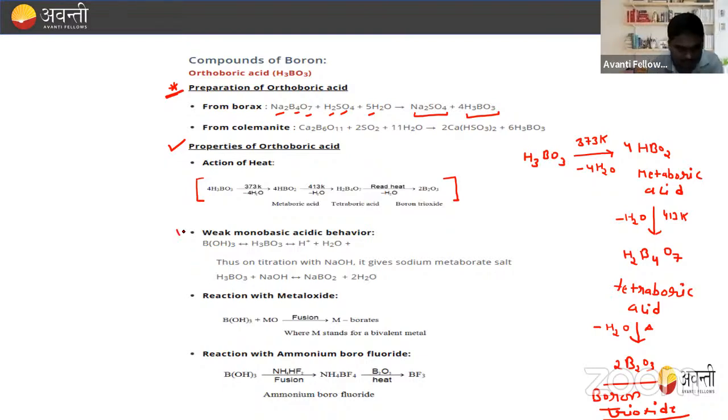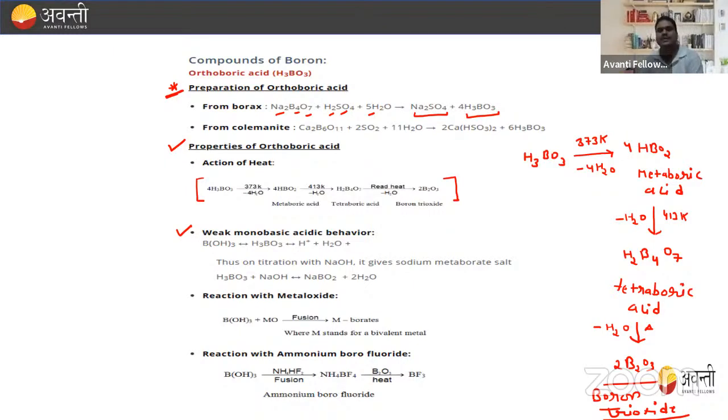Now, the next thing is the weak monobasic acid behavior, right? So what do you mean by this? We are talking about orthoboric acid, right? So basically H3BO3 will give H plus. Thus on titration with NaOH, it gives sodium metaborate salt. So it behaves like a weak monobasic acid, right? When it is treated with NaOH, it gives sodium metaborate salt, right?